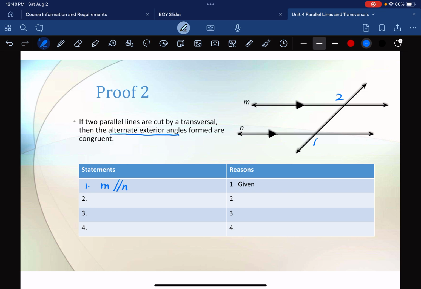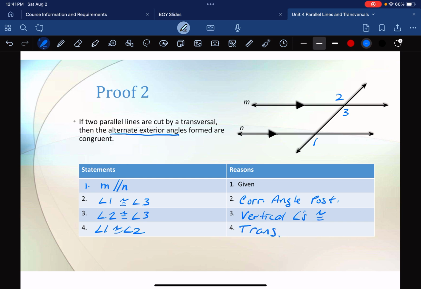Well, I'm going to go through the same process. I'm going to call this angle 3. So angle 1 is congruent to angle 3, and they are corresponding angles. So the corresponding angle postulate tells me they're congruent. And then angle 2 is congruent to angle 3 because vertical angles are congruent. And then it must be that angle 1 and angle 2 are congruent by transitive.